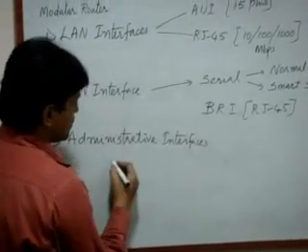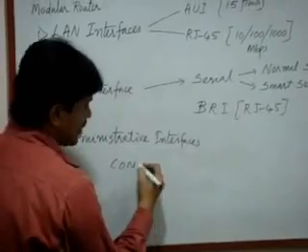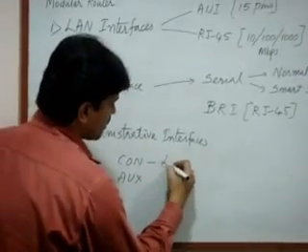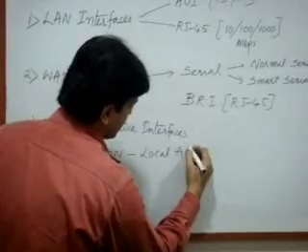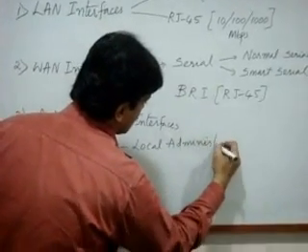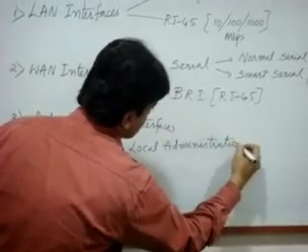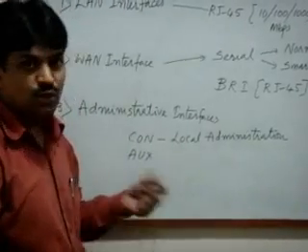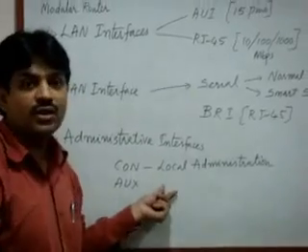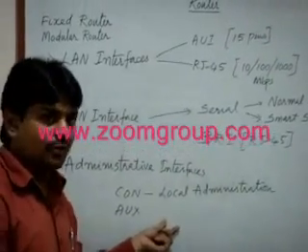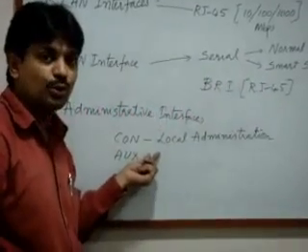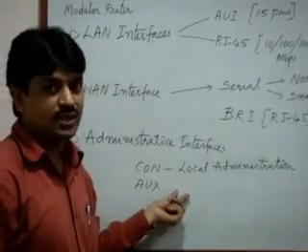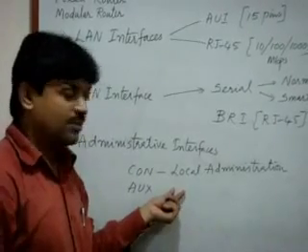Next we have administrative interfaces. There are two types: the console port and the auxiliary port. The console port is for local administration. What is local administration? After purchasing a new router, the first-time configuration is called the initial configuration. For initial configuration we have to connect to the console port. In future, if any problem comes, we can troubleshoot through the console port. It is for advanced troubleshooting.